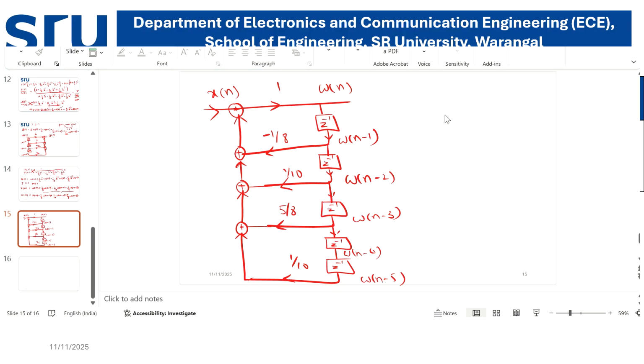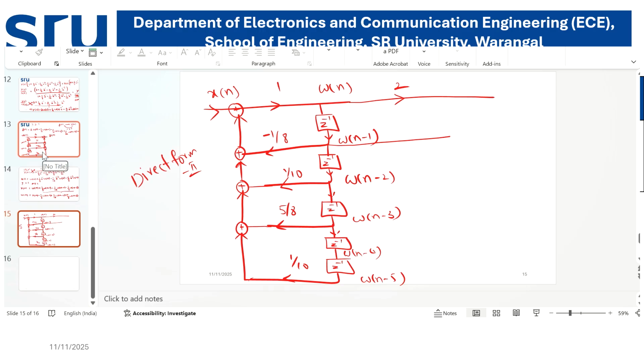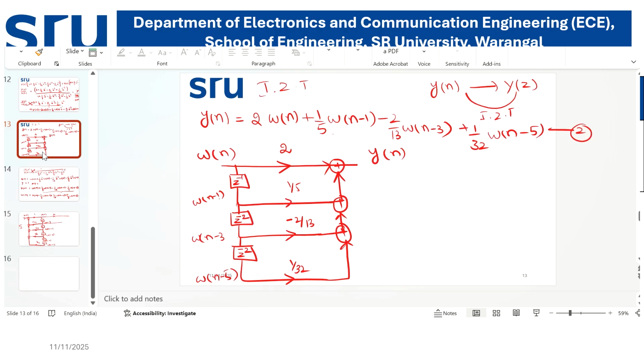Now we have drawn the individual circuit for both the expressions. Now combine both the circuits to get the direct form 2 structure. So this is expression number 3. Now from the above circuit we have w of n minus 1, the coefficient is 2. Next coefficient is 1 by 5.